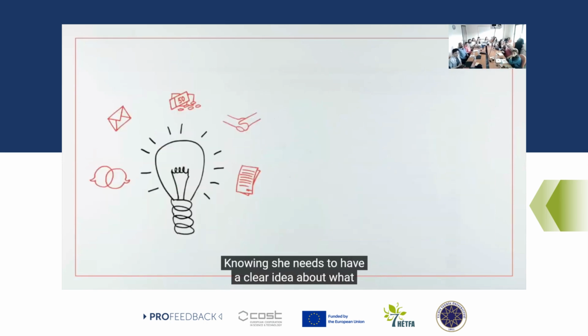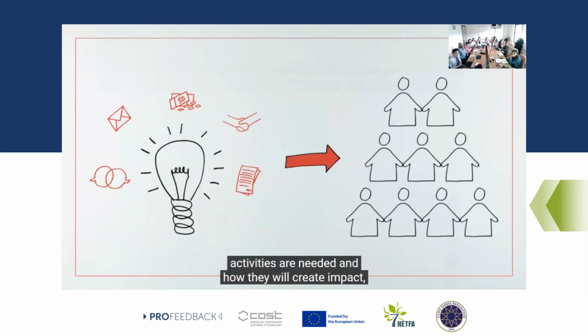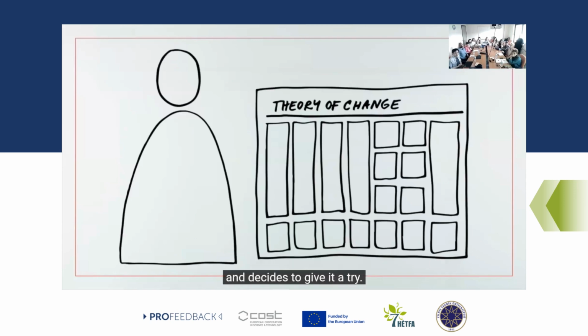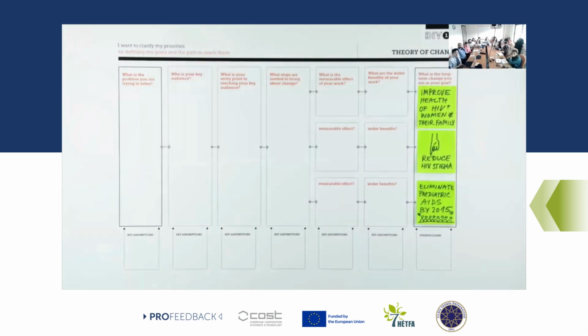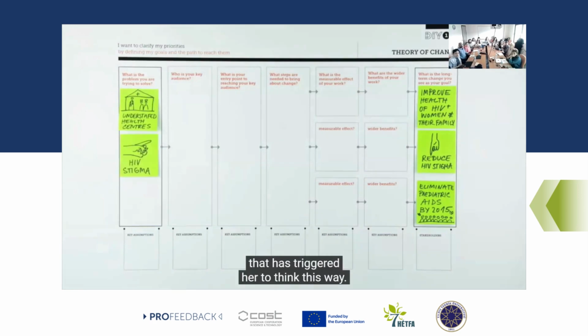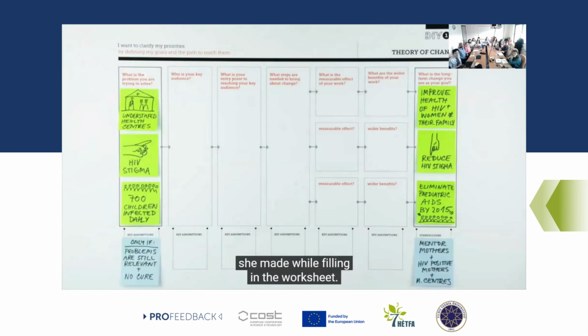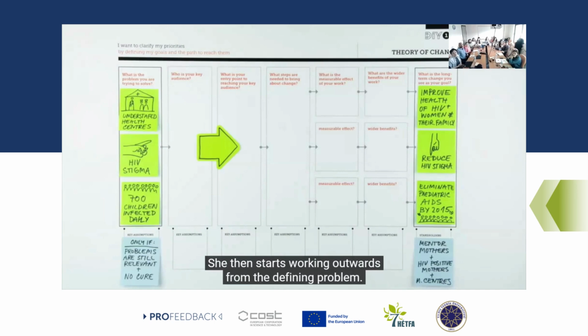Knowing she needs to have a clear idea about what activities are needed and how they will create impact, Danielle has come across a theory of change tool and decides to give it a try. She begins by writing down her long-term goal. At the other end of the worksheet, Danielle writes down the current issue that has triggered her to think this way. She finds it useful to take note of the assumptions she made while filling in the worksheet. She then starts working outwards from the defining problem.